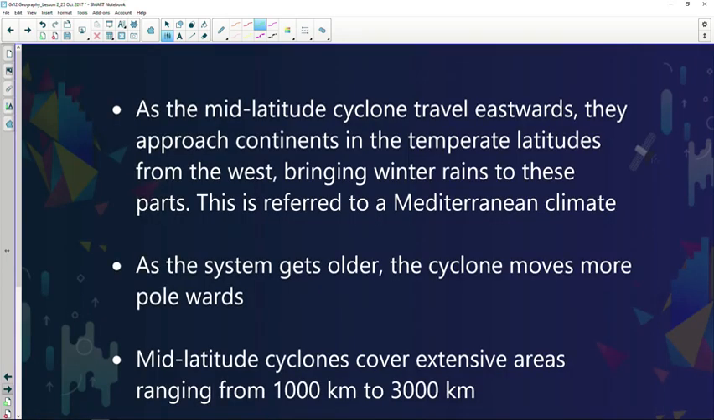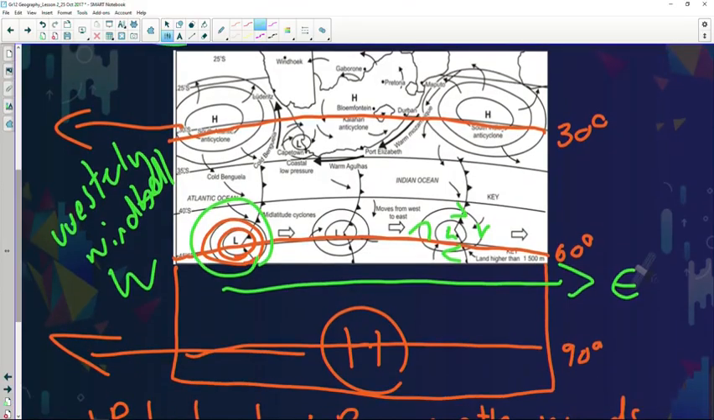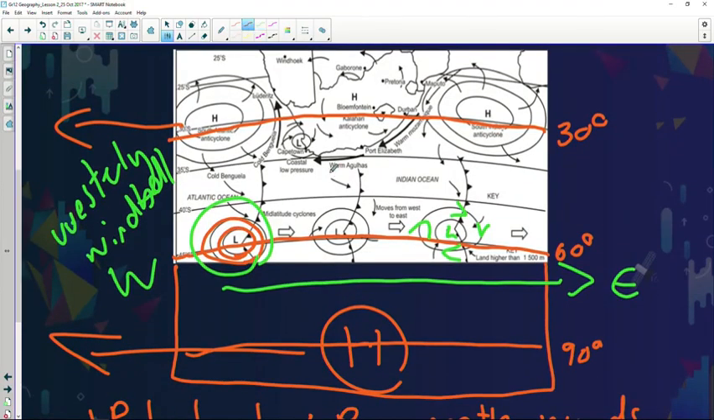Now, obviously, the rain that this low pressure system brings to South Africa affects the Western Cape region. If we go back to our synoptic chart, it's this region over here. Now, the Western Cape experiences a Mediterranean climate. Now, what does Mediterranean climate mean? It means they receive their rainfall during the winter.